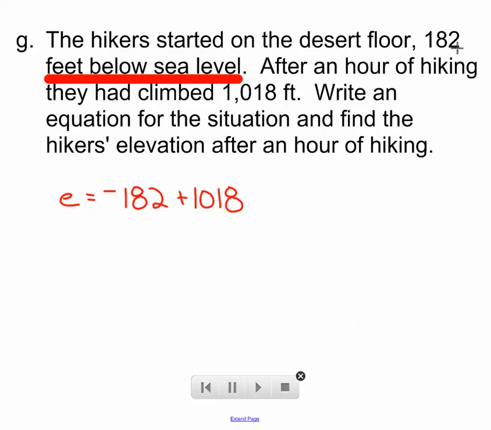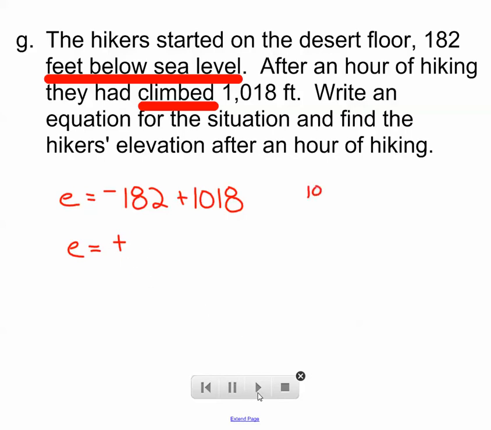Okay, after an hour of hiking, they climbed 1,018 feet. So that means they added 1,018 feet to their elevation. All right. So these numbers have different signs, but obviously 1,018 has a greater absolute value than -182. So I know my answer is going to be positive. We're going to be above sea level.